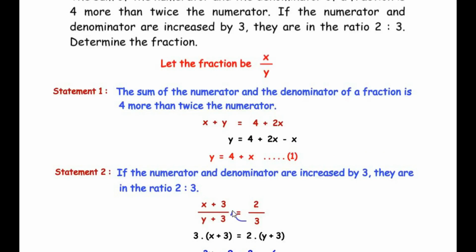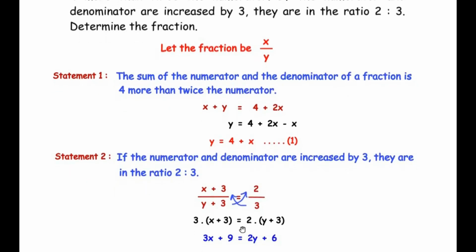That is 3 multiplies with x plus 3. So here we have written 3 times x plus 3, and 2 multiplies with y plus 3. That is our right hand side. Now in the next step, we have expanded these brackets. That is 3 multiplies with x, giving us 3x, plus 3 times 3 is 9, is equal to 2 times y is 2y, and 2 times positive 3 gives us positive 6.